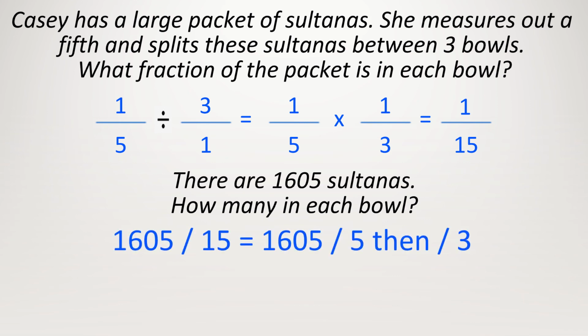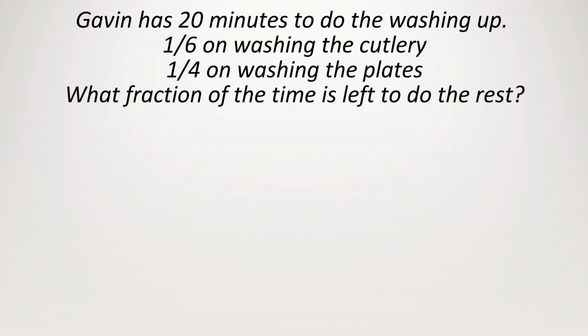But a nice way to divide 15 is to divide 5 and divide 3. Because 5 times 3 is 15. So let's do it that way. 1605 divide 5. Do it yourself. This is 321, and then you take this and divide 3. Do it yourself, what do you get? The answer is 107.